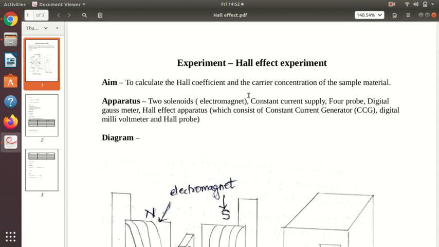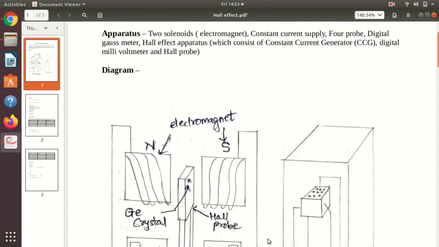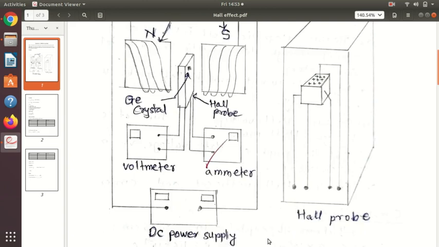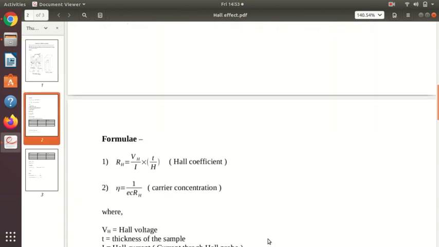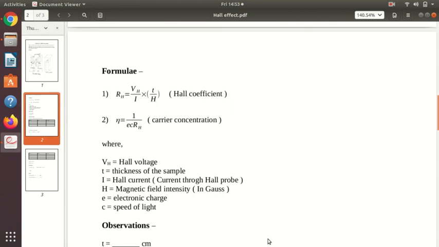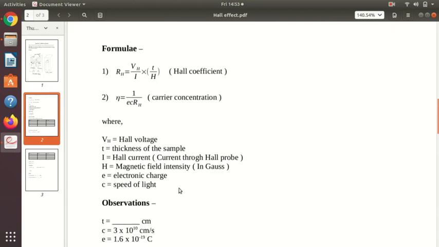So, I will first briefly tell you what you have to write in the journal. You will write the title as Hall effect experiment, then the aim, apparatus and the diagram will be like this. You don't need to write it now because I am sharing this PDF with you, so you can just draw it as it is. Now we are using formulas.